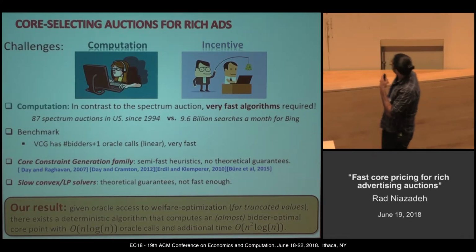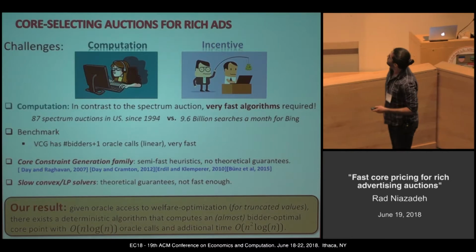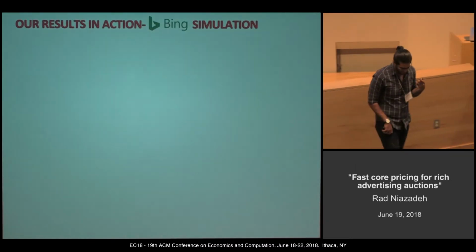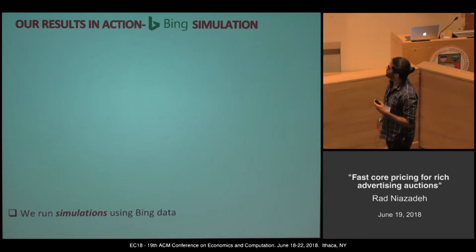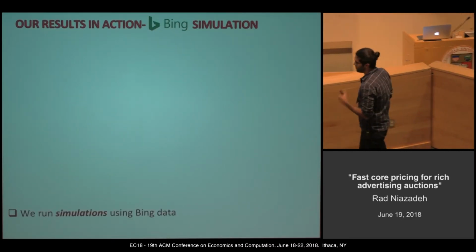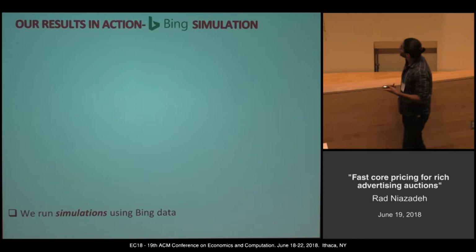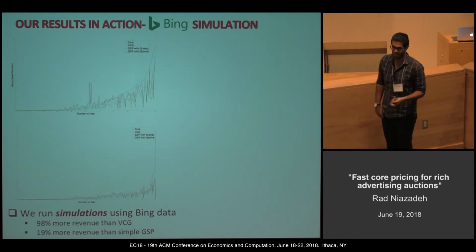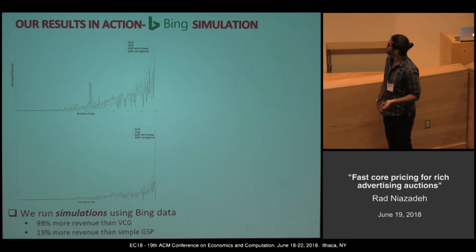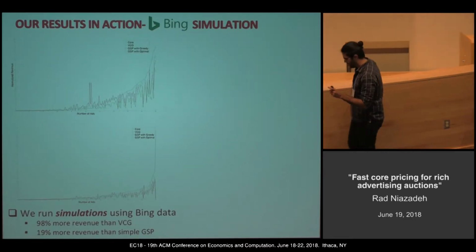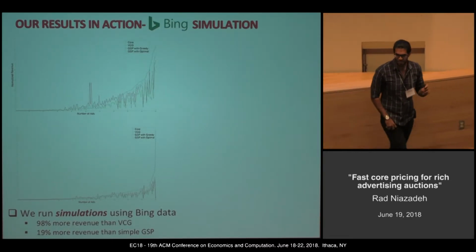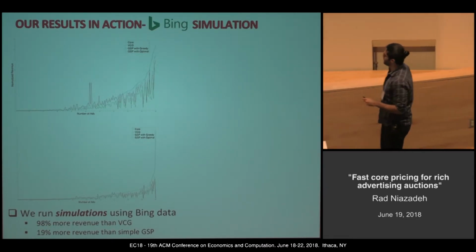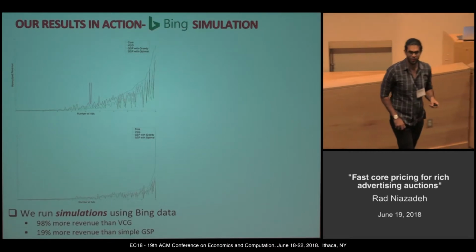So I'm going to give you more details about this algorithm, but before that, let me show you what we did on Bing. We ran simulations on big data, and the results were surprising. We actually could get around 98% more revenue than VCG, which is crazy. And if you compare with the simple GSP without any optimized reserve prices, we could get 19% more revenue.